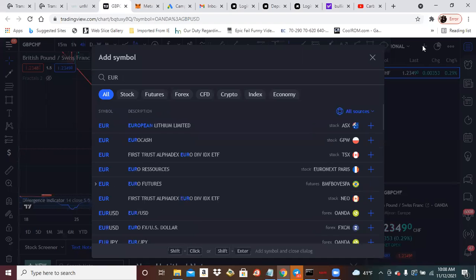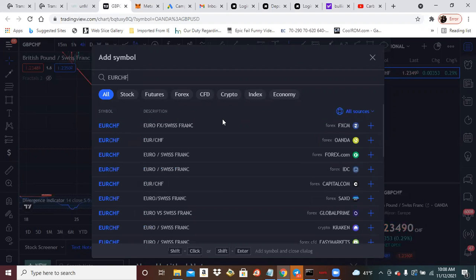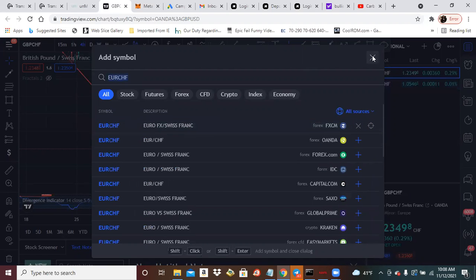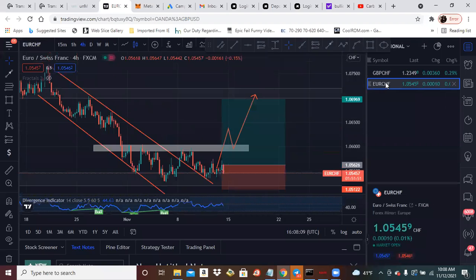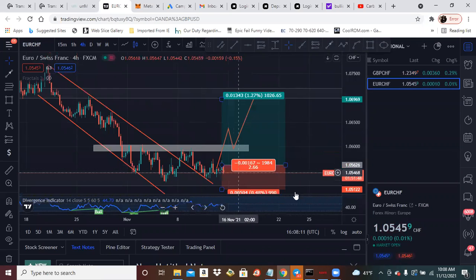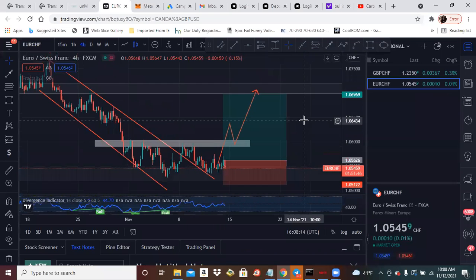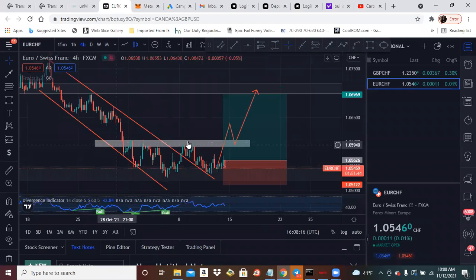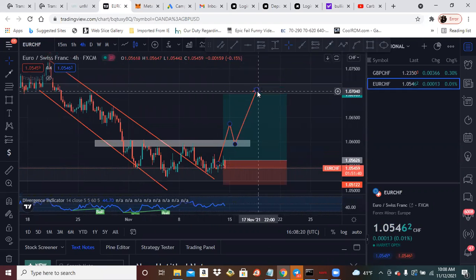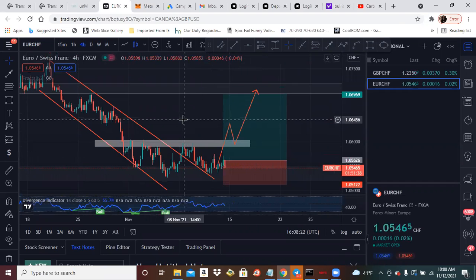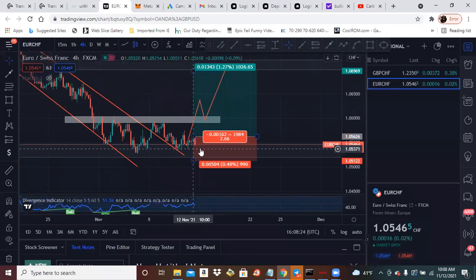I didn't take Euro Chef last night. We took Aud Chef. Aud Chef's in profit. I didn't take Euro Chef because look, if I would have got in, I'd have been in drawdown. I really want this low to be taken out and then retested. Then I'll take it from here. But where is that right now? It's not giving me enough incentive to get in, and I'd be in drawdown right now. And Euro has been Euro.